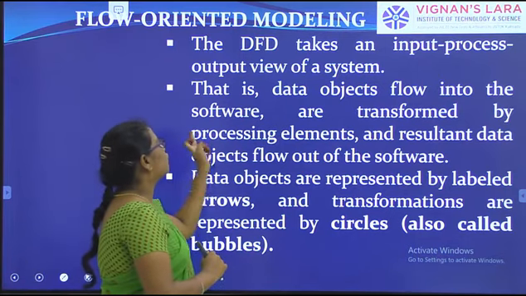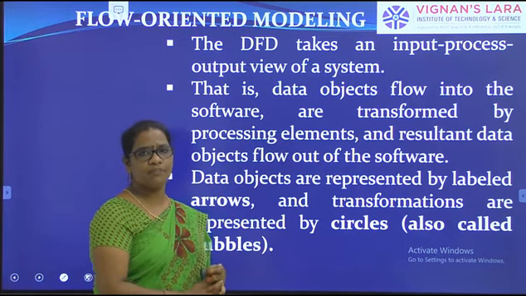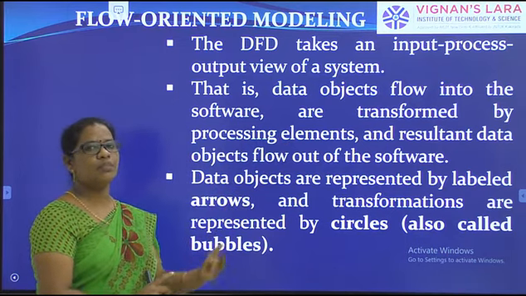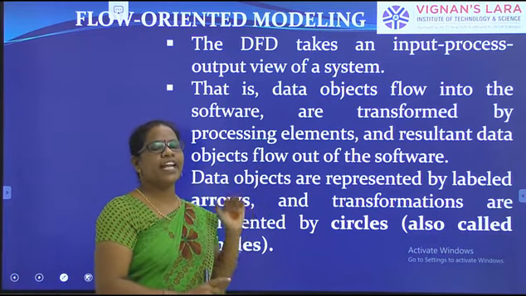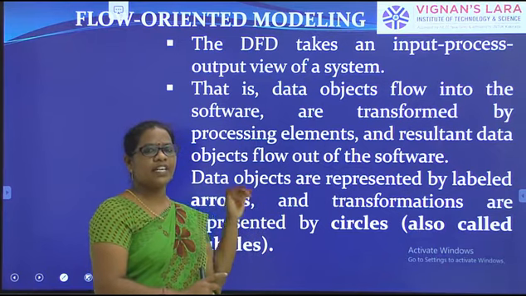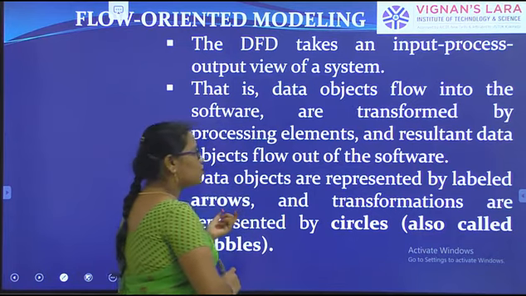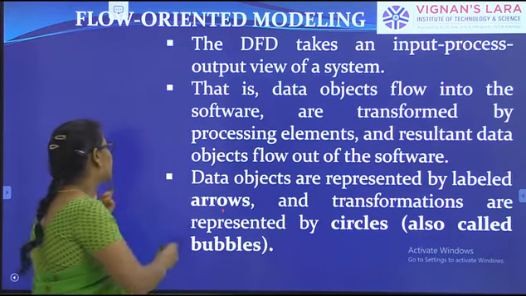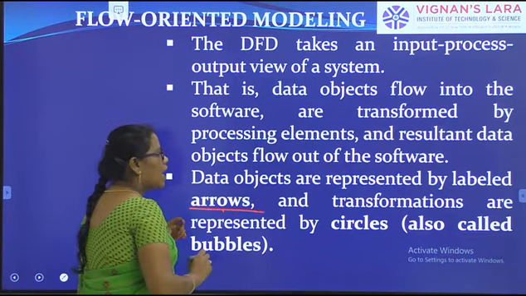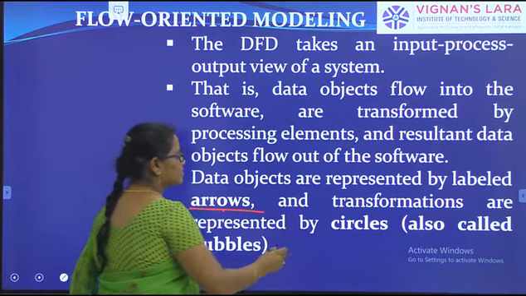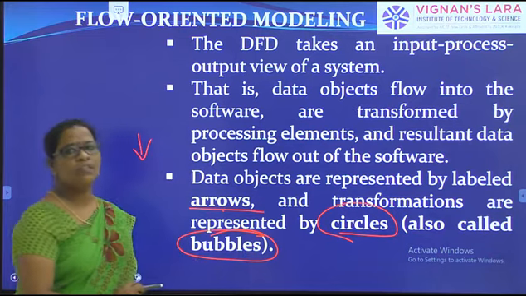Data objects flow into the software, are transformed by processing elements, and the resulting data objects flow out of the software. So in the software, how the data objects connect, and how they move from one page to another, can be represented in a diagrammatic way, which is the data flow diagram. Data objects are represented by labeled arrows, and transformations are represented by circles, also called bubbles.